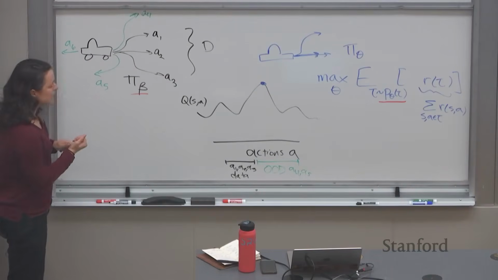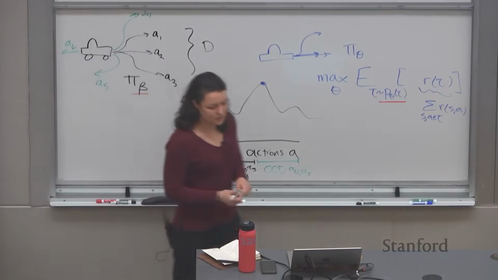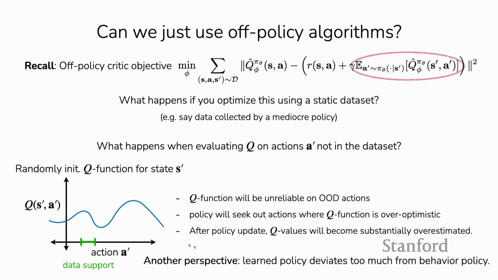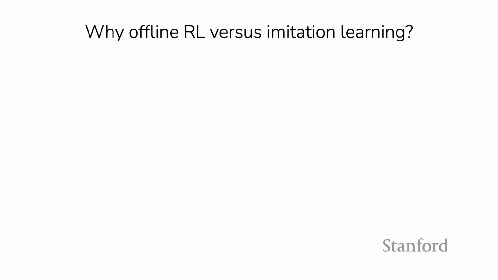A key idea behind offline RL methods is, first, trying to think about how do we deviate not too much from the behavior policy? And second, can we avoid out of distribution actions? Okay. So let's talk about mitigating overestimation. This is really the core goal behind offline RL methods.